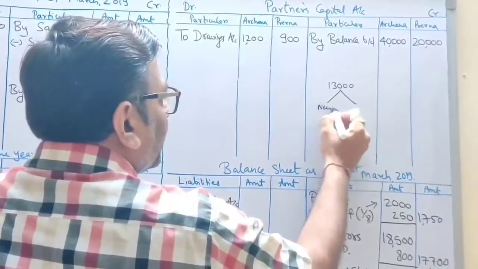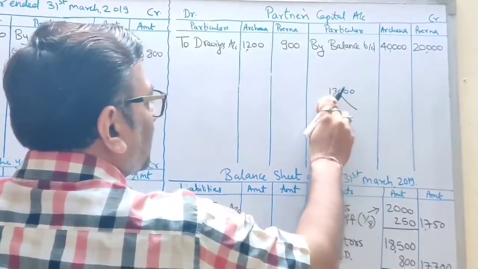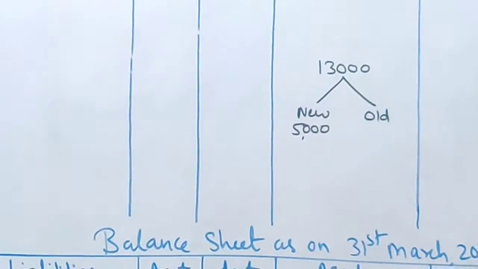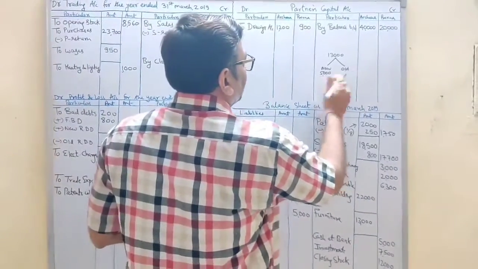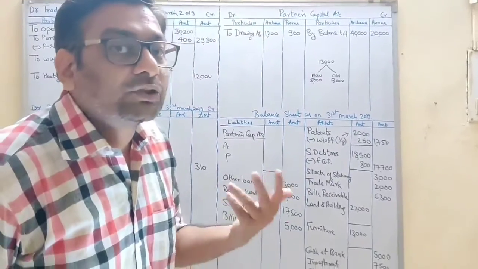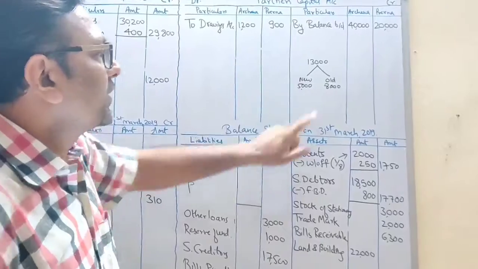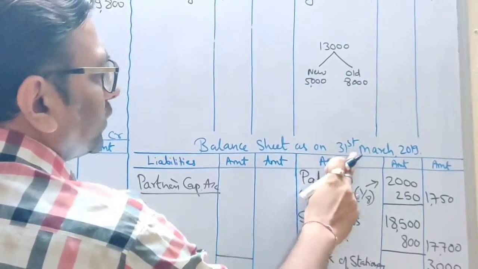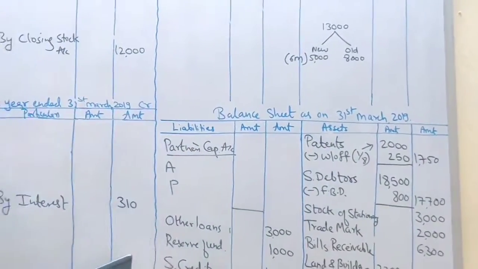So your new furniture is of 5,000. Out of 13,000, this is your total furniture. Out of total furniture, you have to split it into 2 parts, new and old. New furniture is of 5,000 and old furniture is of 8,000. Now students, why split this? Because this new furniture you purchased in October. So you count the number of months from October to 31st March. You have used this for 6 months only.